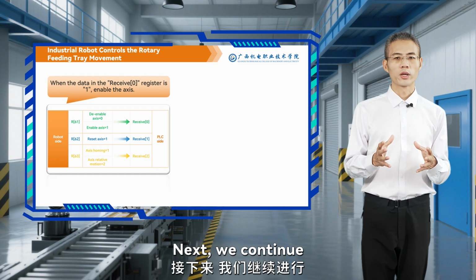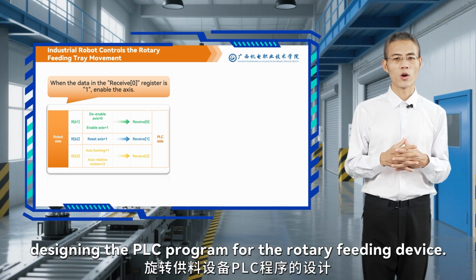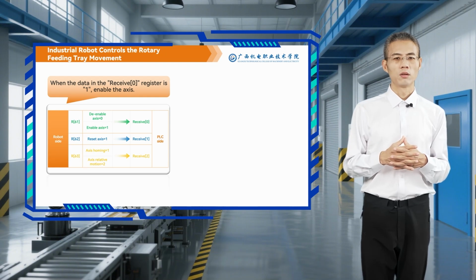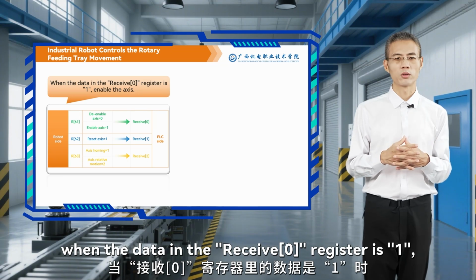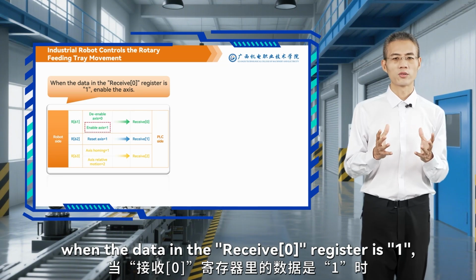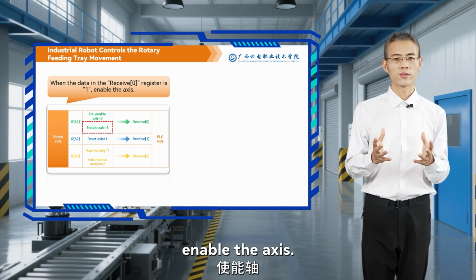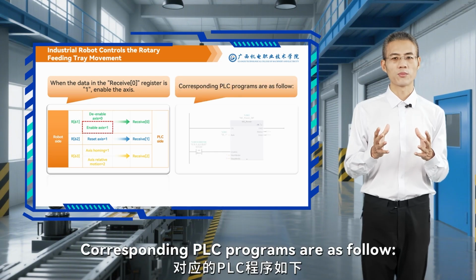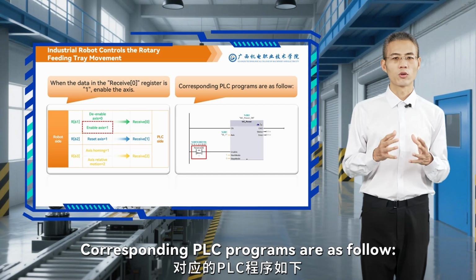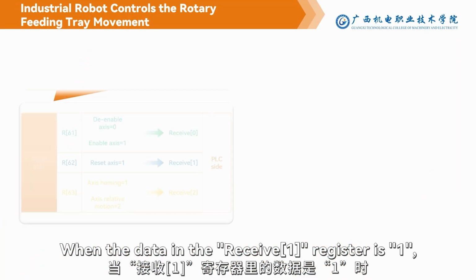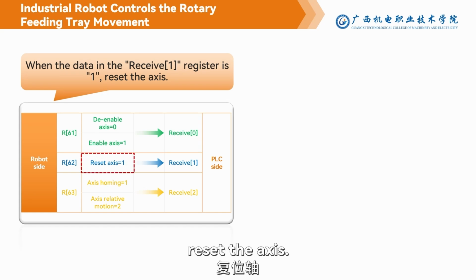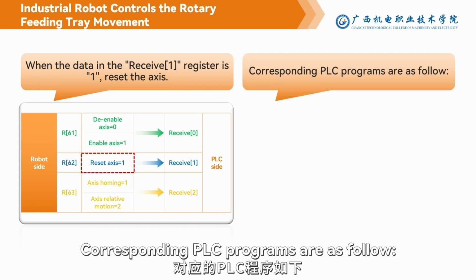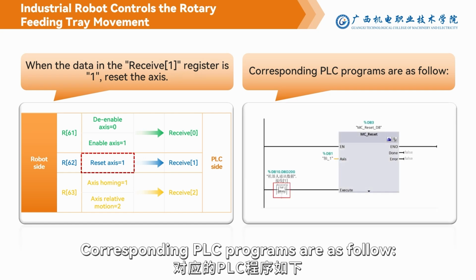Next, we continue designing the PLC program for the rotary feeding device. With reference to the control words, when the data in the receive 0 register is 1, enable the axis. Corresponding PLC programs are as follows. When the data in the receive 1 register is 1, reset the axis. Corresponding PLC programs are as follows.